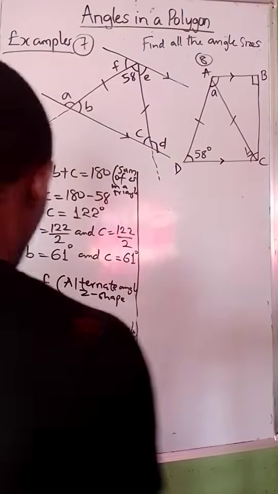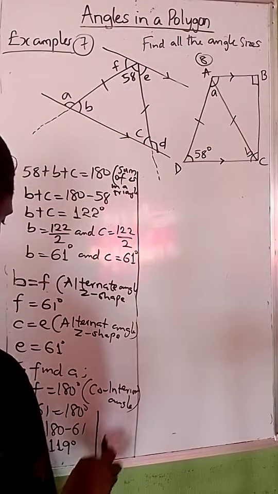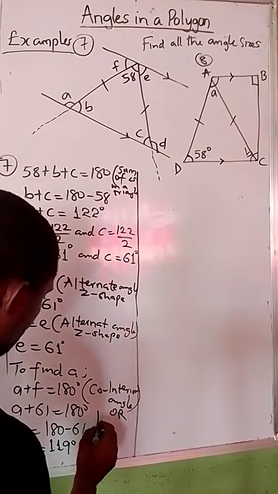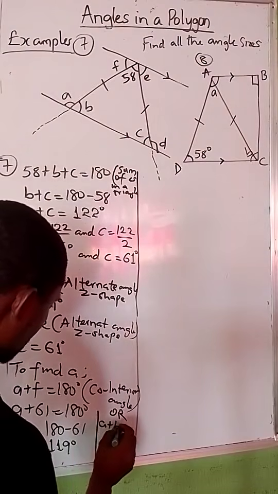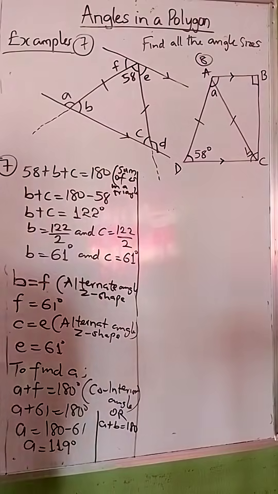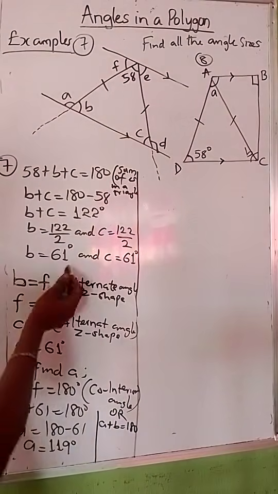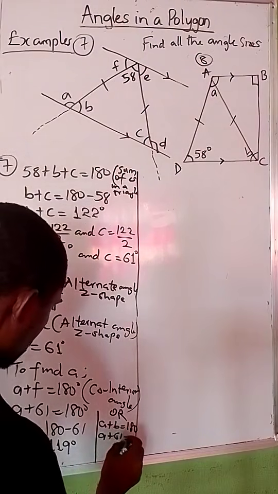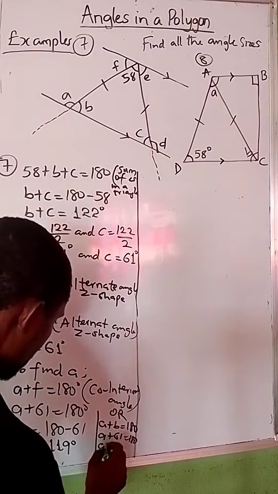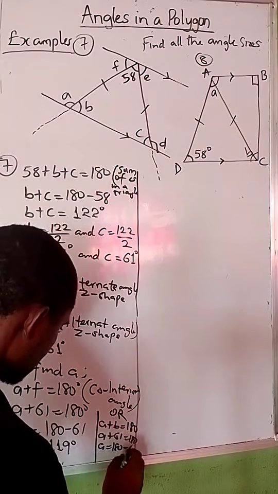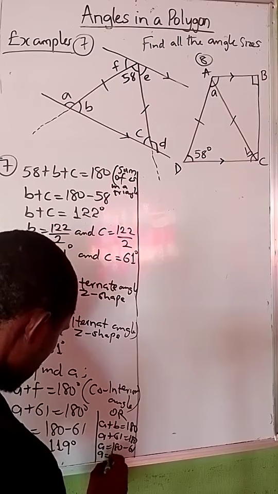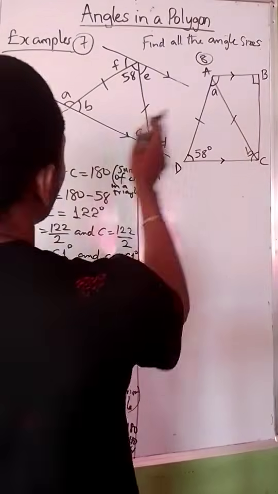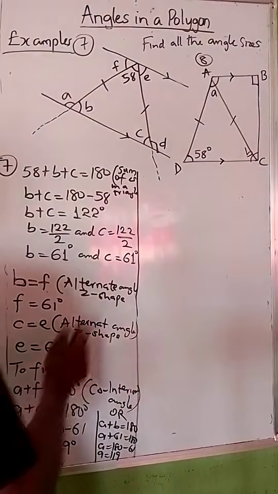Another way we can get our A is to say that A plus B equals 180. Why? Angles on a straight line. And our B is 61. So A plus 61 equals 180, so A equals 180 minus 61, which is 119 degrees. Then to get our D, that's the last.